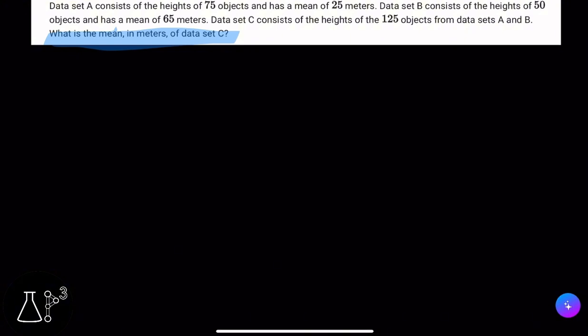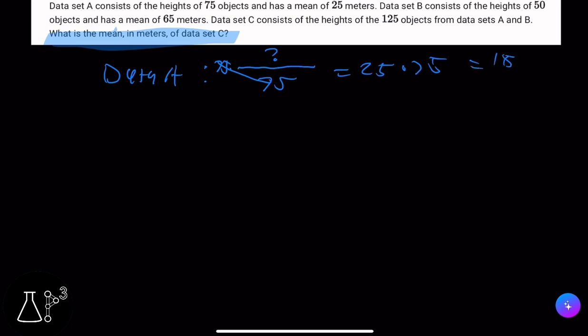I'm given that dataset A has the heights of 75 objects, so we have a total of 75 objects, and we have a mean of 25. In order to look for this value, all I have to do is multiply 25 by 75, and I'm going to get the total value of all the heights, which equals 1,875. So multiply by 75 on both sides. These cancel out, which equals the total value of 1,875.